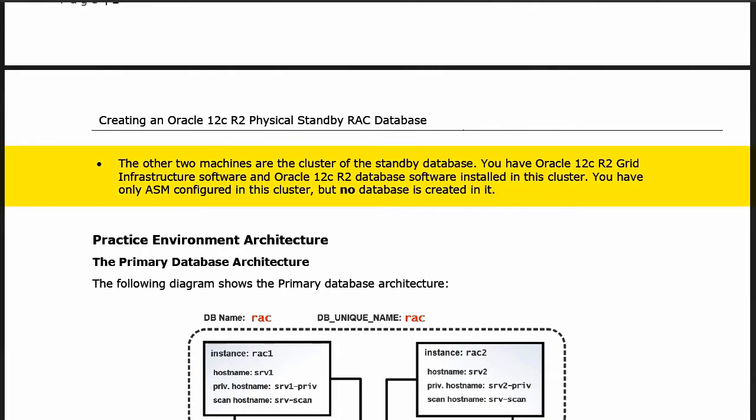The other 2 machines are the cluster of the standby database. It has the same software version, Oracle 12c R2 Grid Infrastructure and Oracle 12c R2 database software installed in this cluster. Both the primary database and the standby database use ASM as shared storage. At this stage, you have only ASM configured in the standby cluster. Later in this demonstration, you will create the standby database in this cluster.